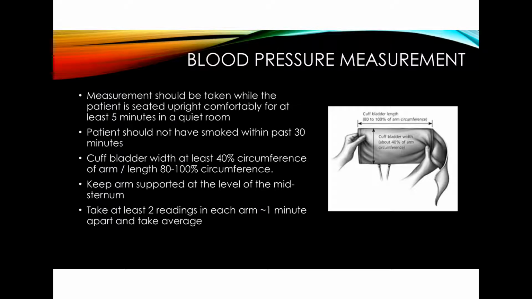Here's a picture showing the dimensions of the cuff that you'll need to make an appropriate measurement. So the width of the bladder from here to here, if you were to wrap this width-wise around the patient's arm circumference, it should be about half or 40% of the circumference of the patient's arm. The length of the bladder, which is the portion of the cuff that actually inflates, should be around exactly the circumference of the patient's arm or larger.